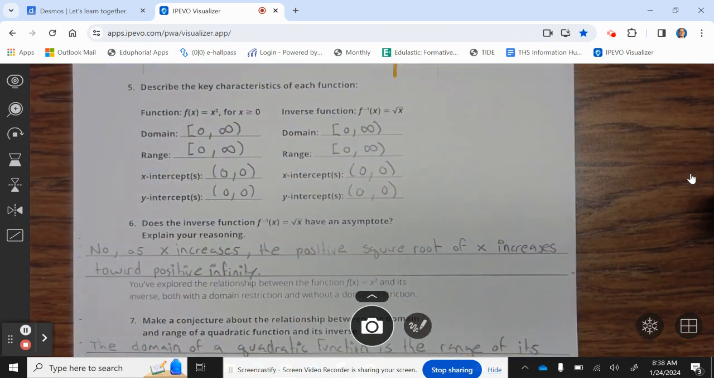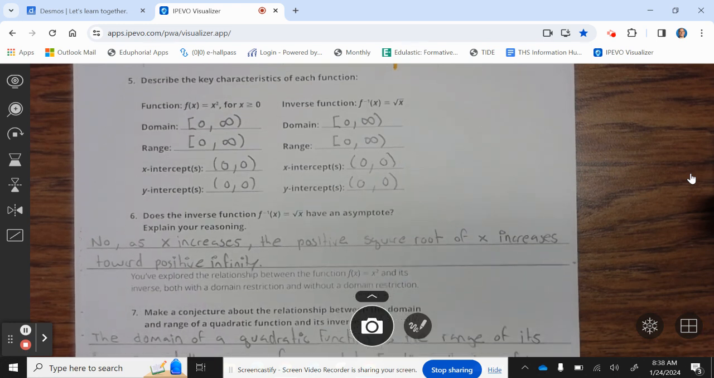Number 5, describe the key characteristics of each function. Function f of x equals x squared for x greater than or equal to 0. The domain is bracket 0 to infinity. Range is bracket 0 to infinity. X-intercept is (0, 0). Y-intercept is (0, 0). For the inverse function, f inverse of x equals square root of x, the domain is bracket 0 to infinity, the range is bracket 0 to infinity. The x-intercept is (0, 0), and the y-intercept is (0, 0).